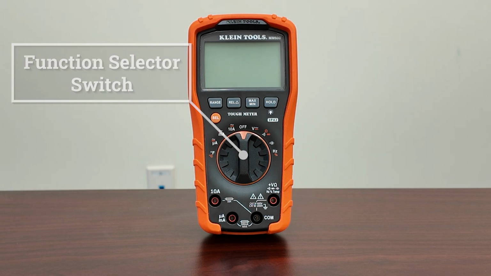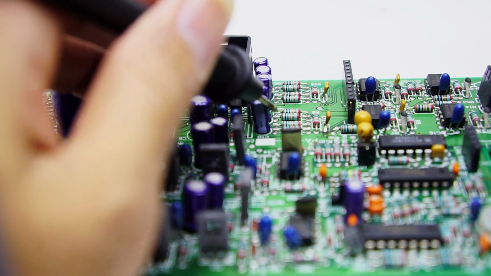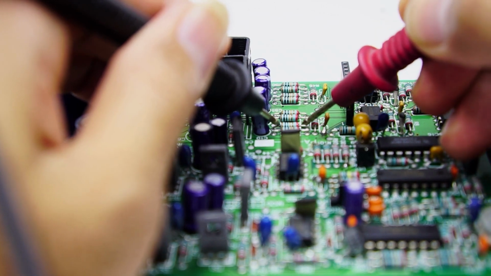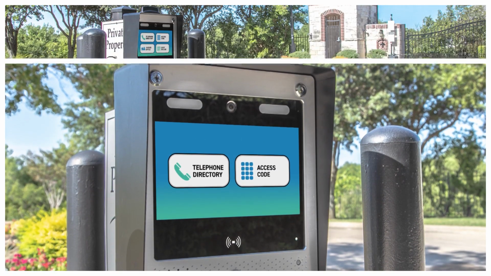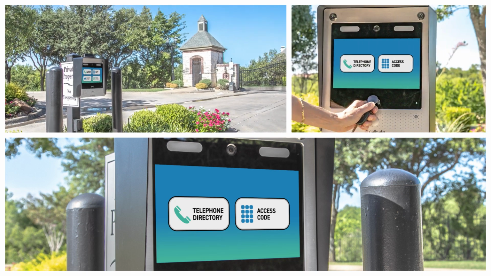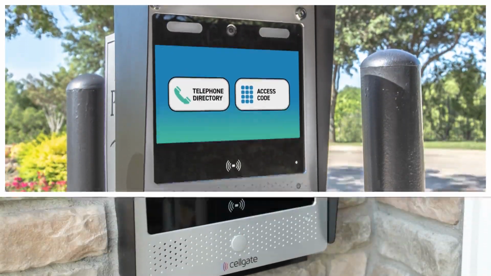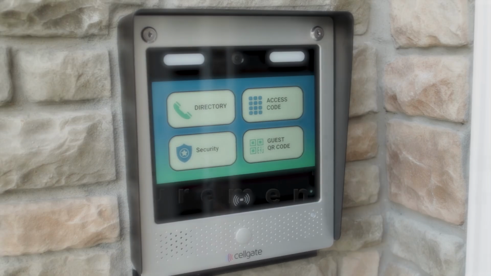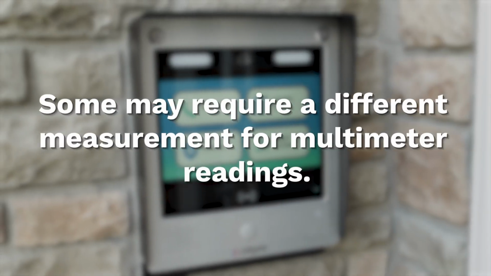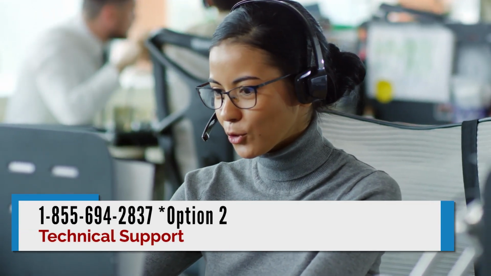A typical multimeter will have a function selector switch that allows you to select the desired measurement mode and turn the meter on. While multimeters come in many different forms, containing a variety of features, for the sake of this video, we will use a fairly standard version of this tool. We will only be using measurements you would commonly use when testing CellGate devices. In this video, we will be testing on a CellGate WXL. While most CellGate products will follow the same rules as this device, some may require a different measurement for multimeter readings. Please contact your CellGate Technical Support team or your product guide for specific device requirements.